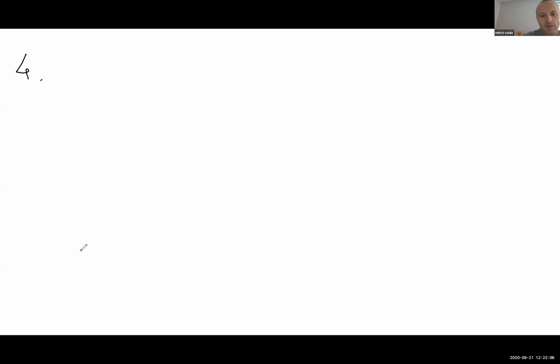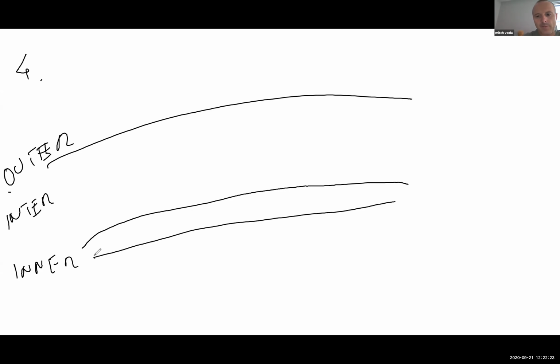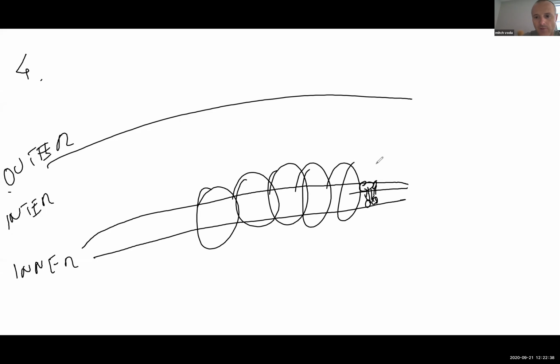So this is the inner membrane. Remember, this is the inner membrane. This is the outer membrane. This is the intermembrane space. Right here, remember that you have this lipid bilayer, okay? Now, what happens right here, basically, you have these proteins here.